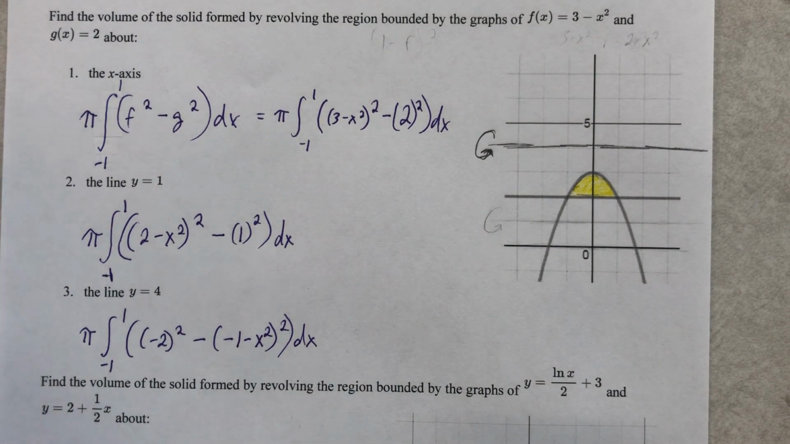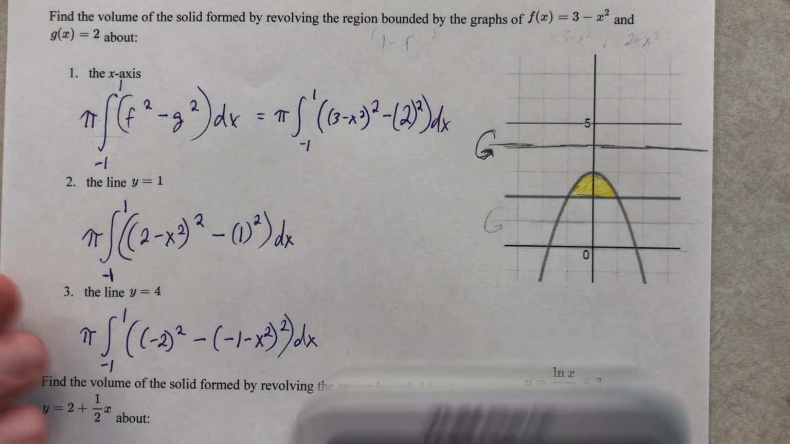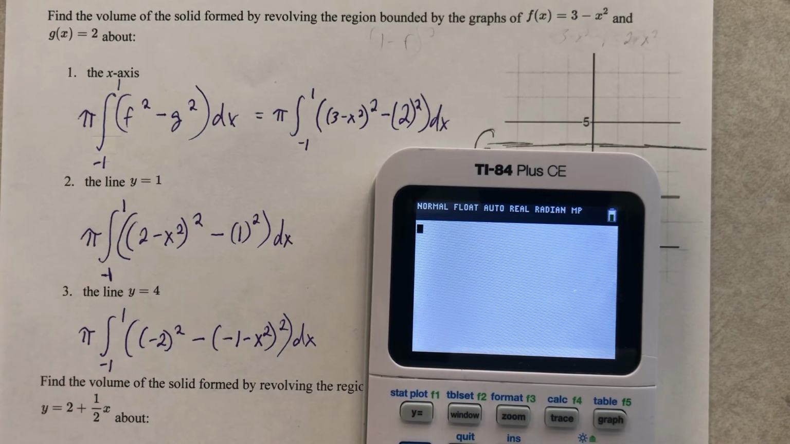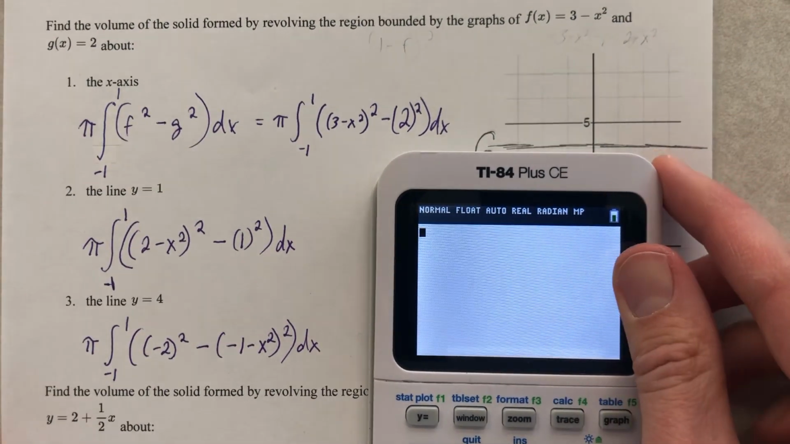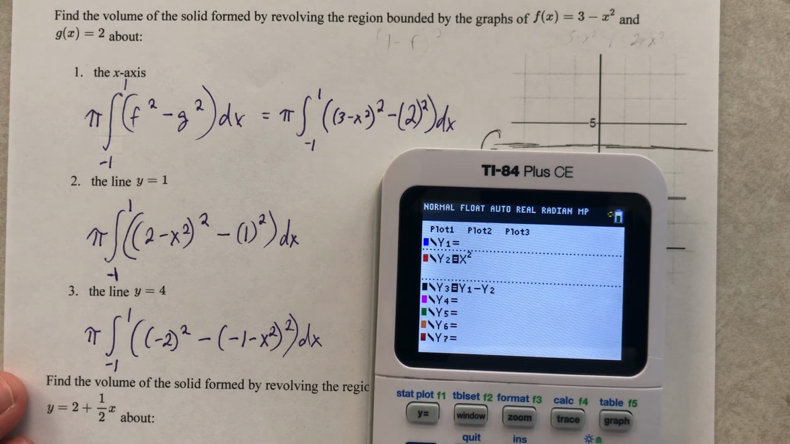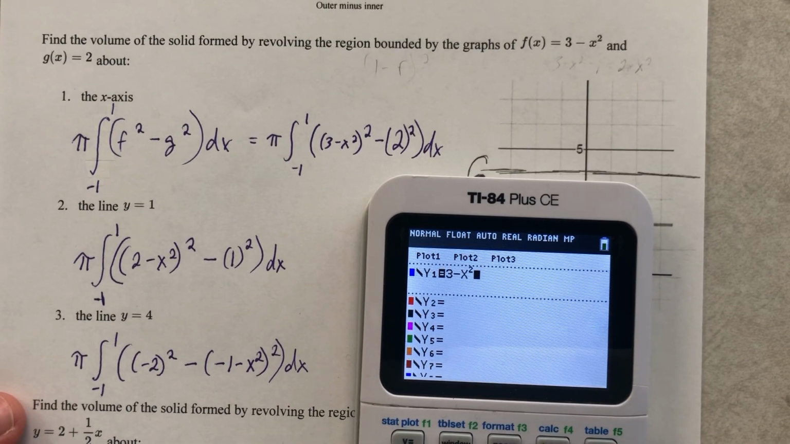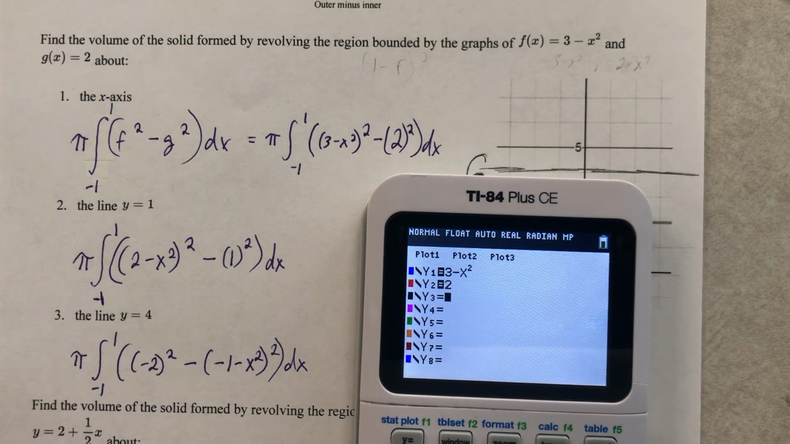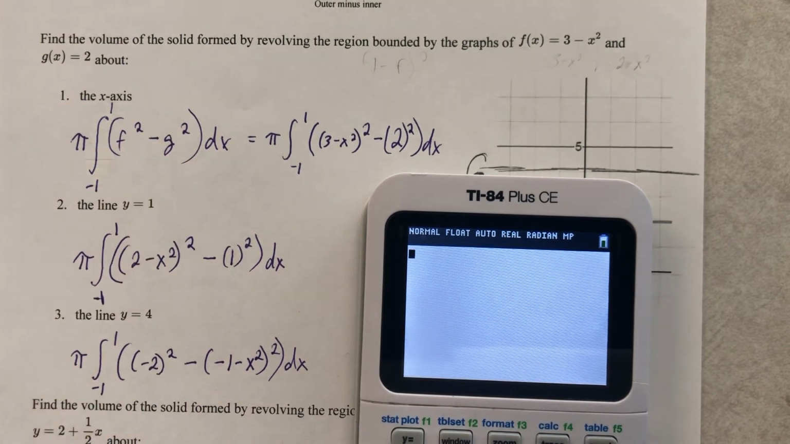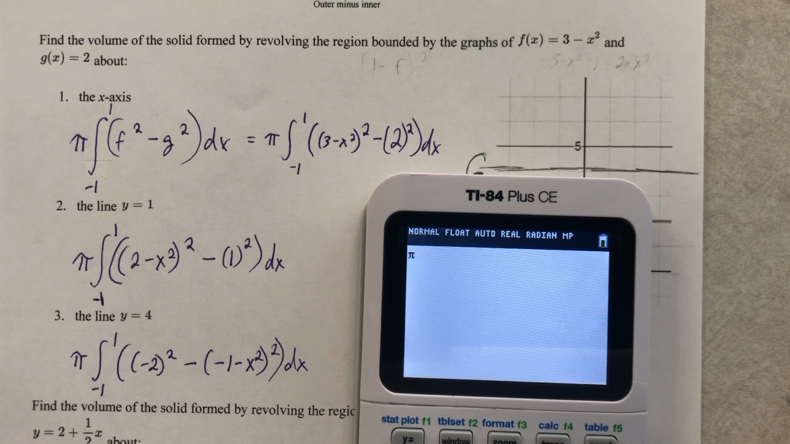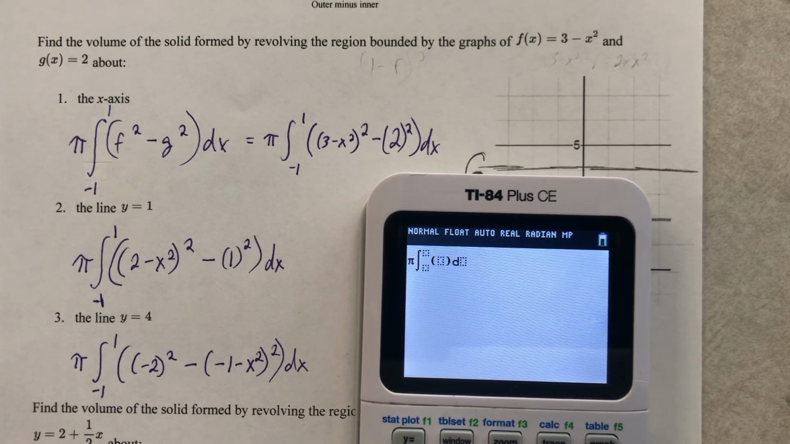So just for the sake of actually having an answer, because that's what we need to do, they did tell us to find the volume. Let's do this. And we're going to process through this as we go. Let's go ahead and set up f and g. I'm going to take some other stuff out that I had done previously. 3 minus x squared and 2, so there's that. And the first one is straightforward, so it's going to be pi, math 9, -1 to 1.